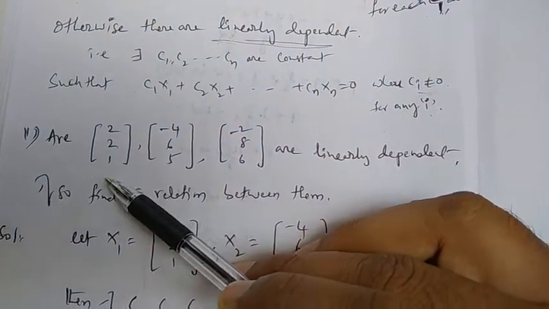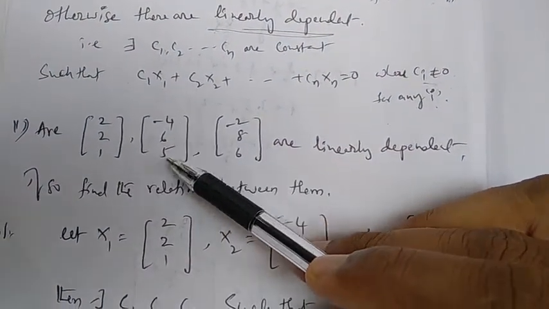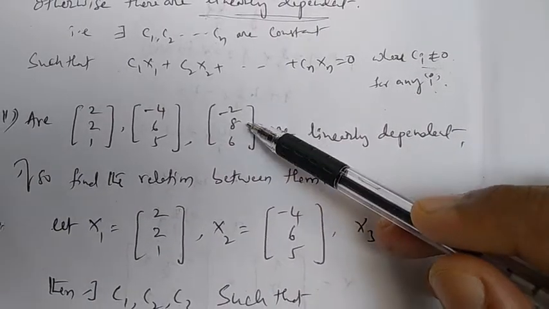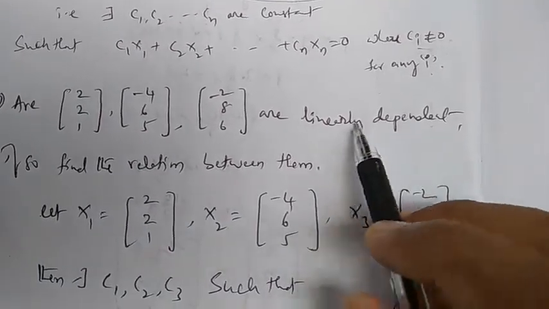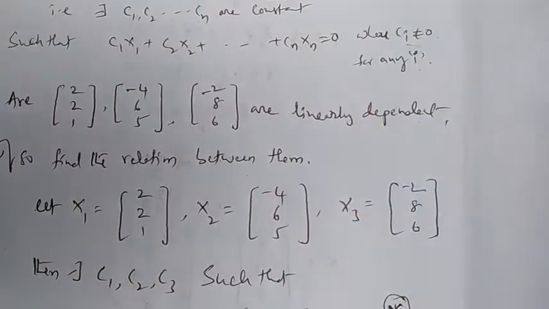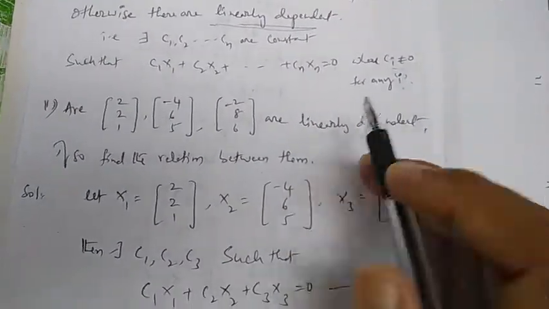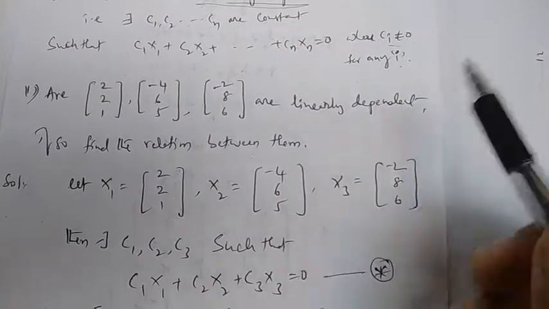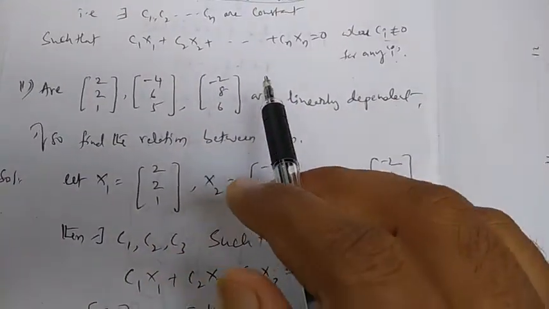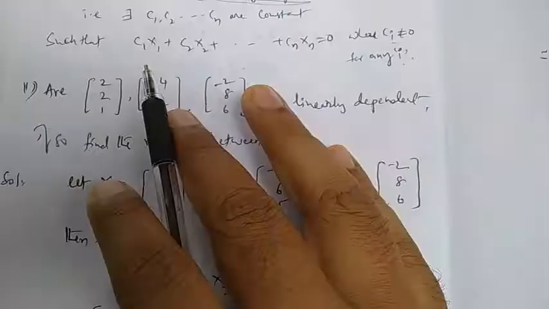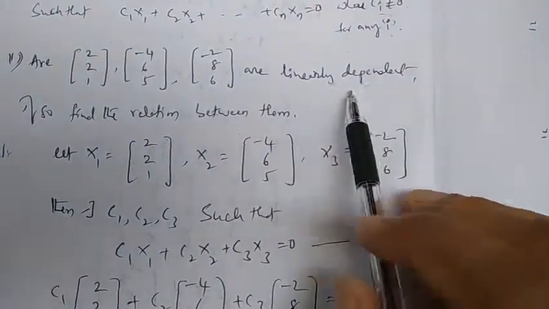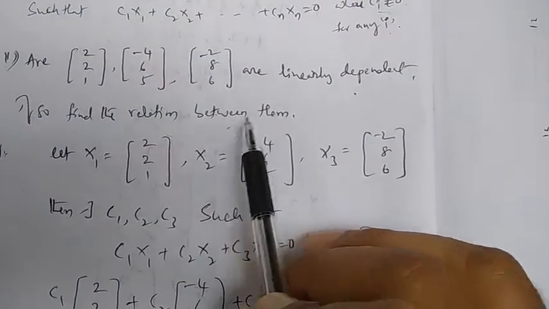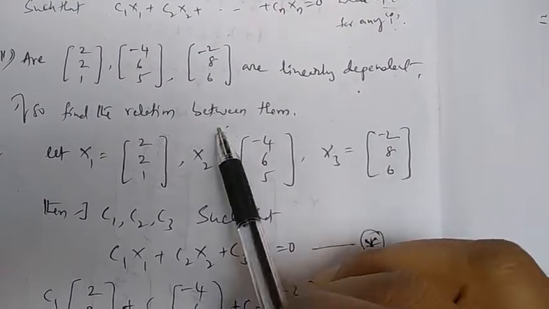Are the vectors (2, 2, 1), (-4, 6, 5) and (-2, 8, 6) linearly dependent? If they are dependent, then find the relation between them. If they are independent, there is no relation. They are not dependent on one another. For dependence, one vector may depend on another, or two vectors may depend on another. Then we have a combination showing the dependency. If it is dependent, find the relation. If it is independent, there is no need to find the relation.